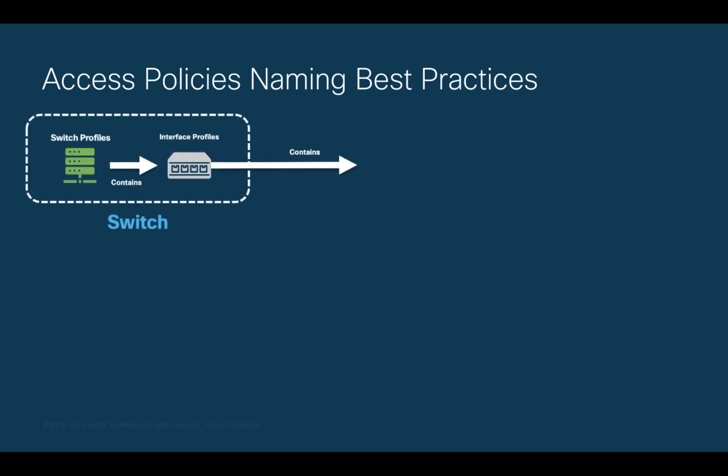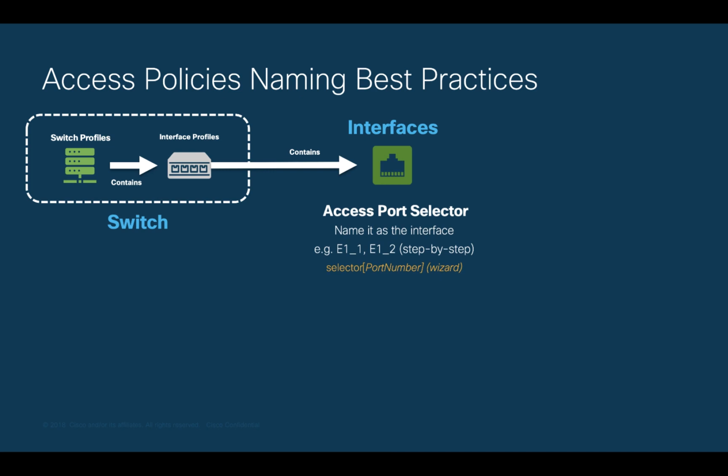Switches then contain interfaces. This is where you will create port selectors and associate them to the corresponding interface profile. Just create the port selector once per interface and keep it simple by using the interface ID as its name. Keep in mind that if you use the wizard, the name will be automatically assigned.